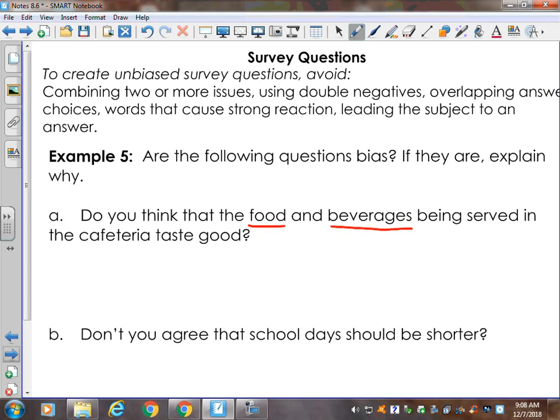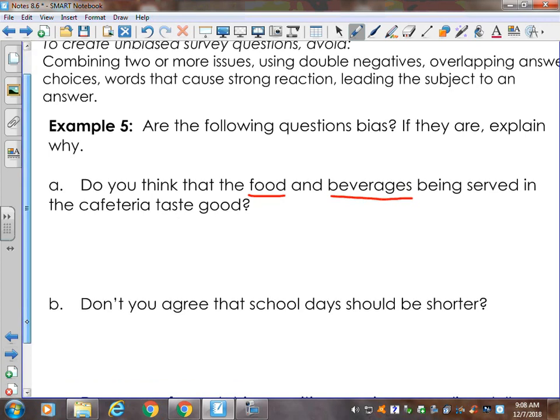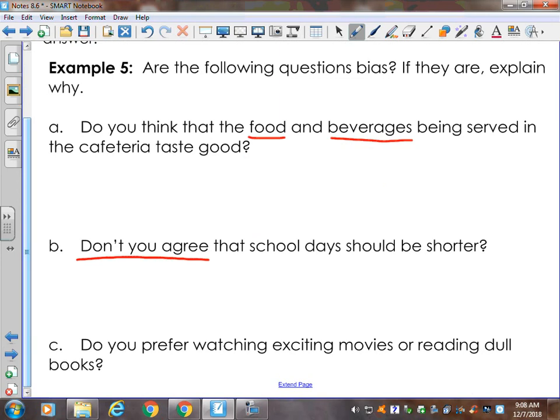Do you agree that school days should be shorter? This "don't you agree" part here is leading you to try to get the answer I want. I'm leading you to it, and that causes bias. Do you prefer watching exciting movies or dull books?